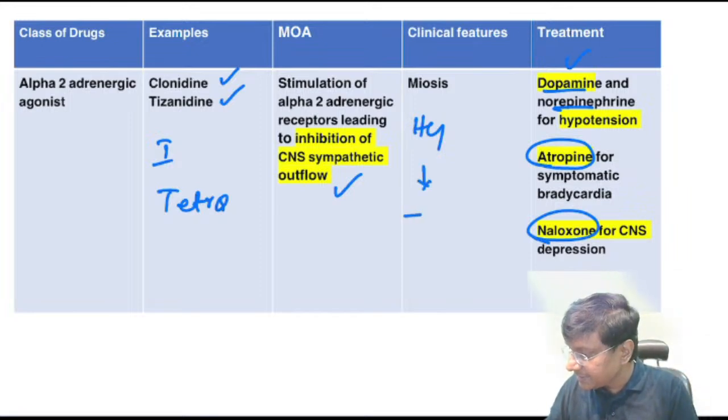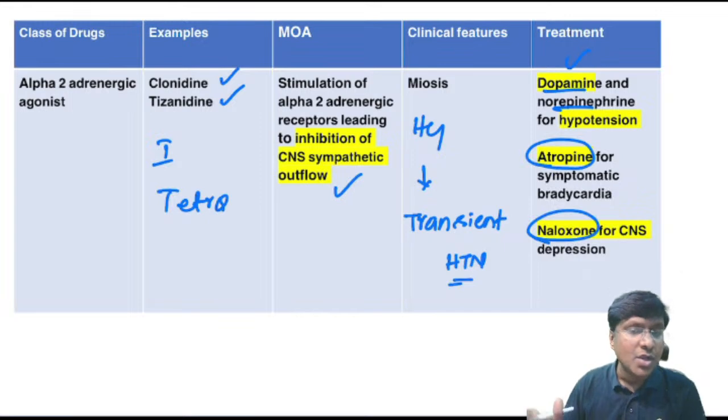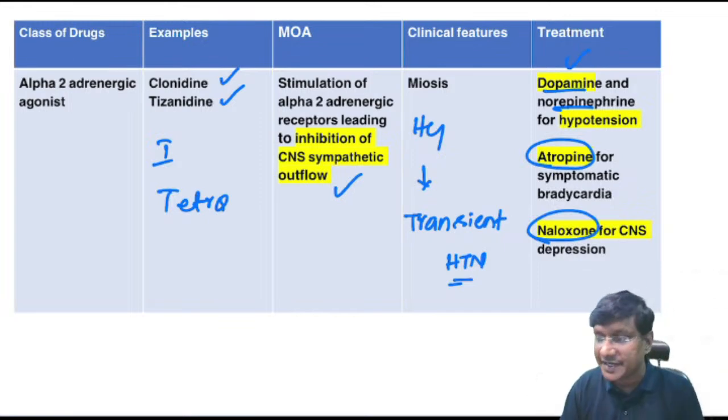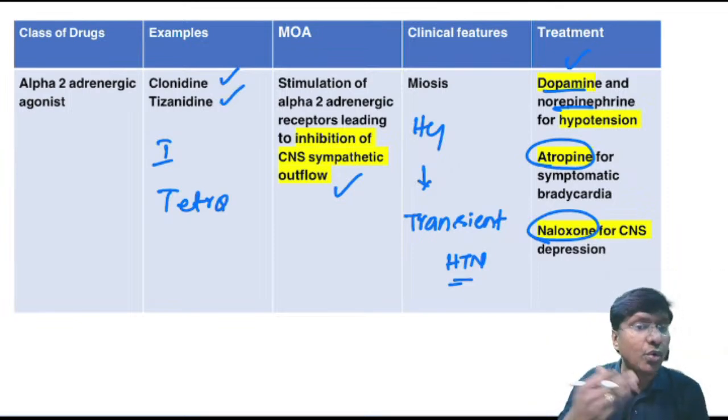There can be transient hypertension as well, whenever you stop the drugs abruptly. That is nothing but rebound hypertension. So this is about alpha 2 adrenergic agonist overdose. These drugs come under sympatholytics.